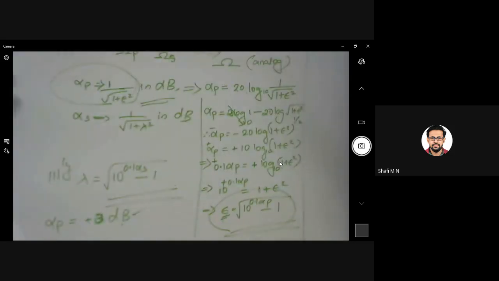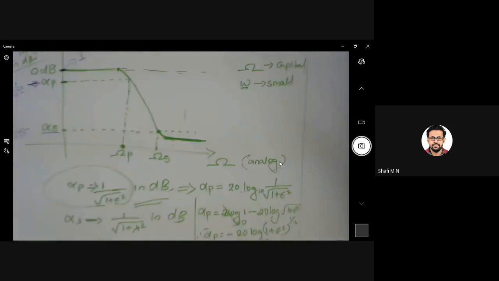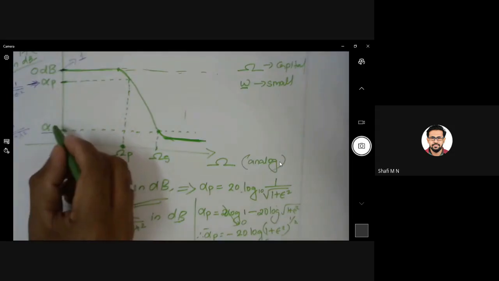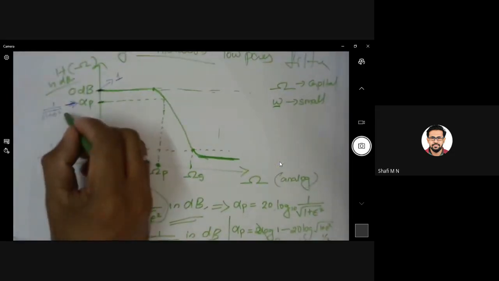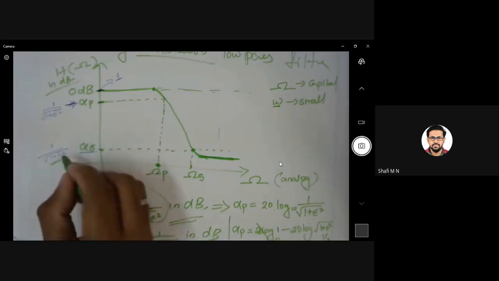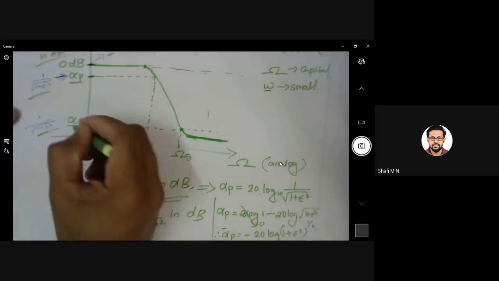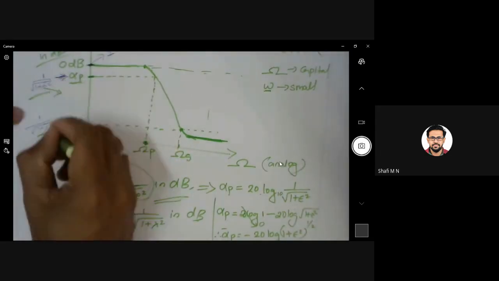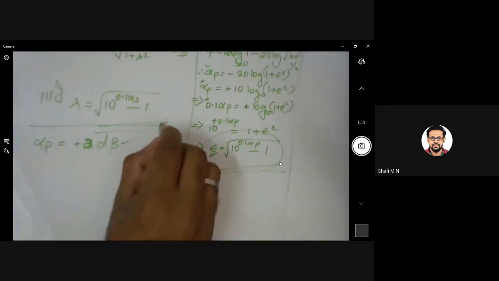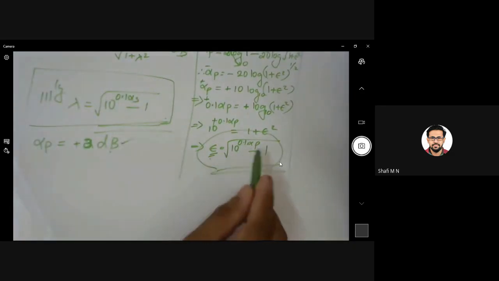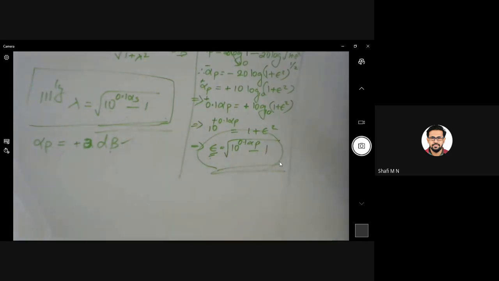We will start the design procedure. Let us note down the design procedure. So you should be very comfortable with alpha p and alpha s. These are the values in dB. And 1 by root of 1 plus epsilon square and 1 by root of 1 plus lambda square are the normal values. Then dB will convert to alpha p. So when alpha p and alpha s are given, you have to find epsilon and lambda. That can be done with the help of these two equations. Just memorize these equations: lambda is equal to root of 10 raised to 0.1 alpha s minus 1 and epsilon is root of 10 raised to 0.1 alpha p minus 1.